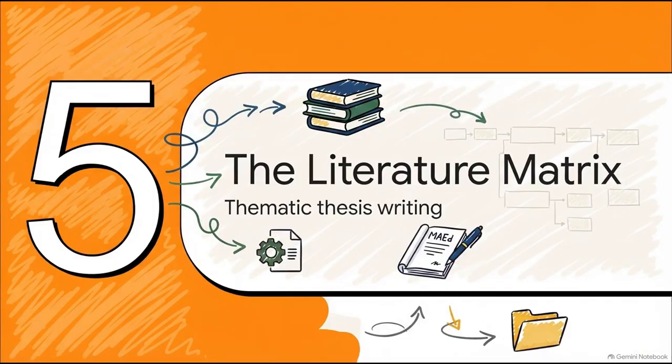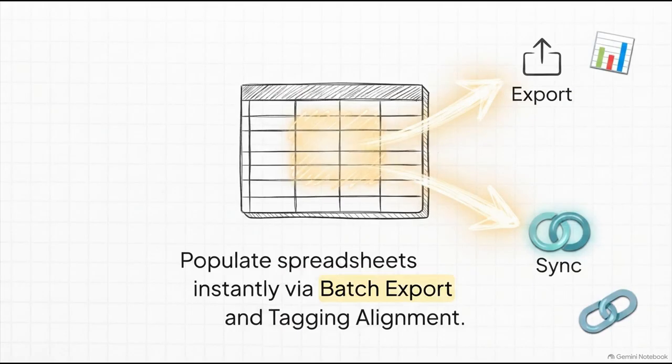Finally, Section 5, the literature matrix. Let's bridge your software directly into the ultimate output for your MA Ed research. The Matrix is specifically designed to connect your reference manager directly with your thematic thesis writing. And the best part? You don't have to start from scratch. You can instantly populate your spreadsheet using a batch metadata export. Just export your collection from Zotero or Mendeley as a CSV file, and it instantly fills in your source ID and full APA citation columns.